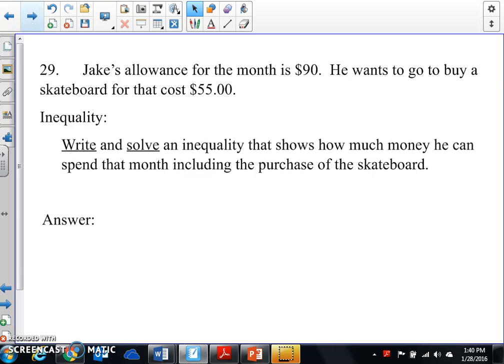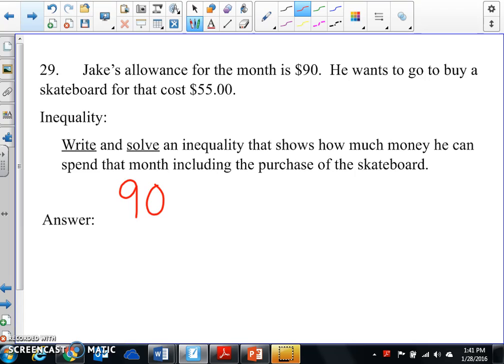Jake's allowance for the month is $90. He wants to go buy a skateboard for $55. Write and solve an inequality that shows how much money he can spend that month, including the purchase of the skateboard. All right, so he's got $90.